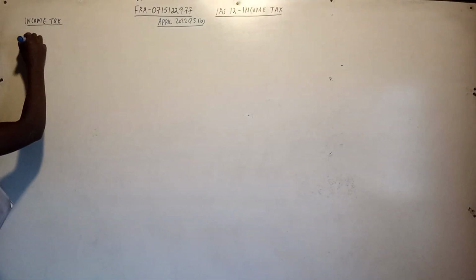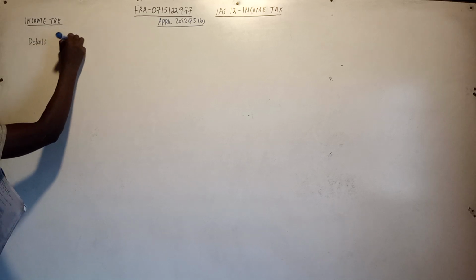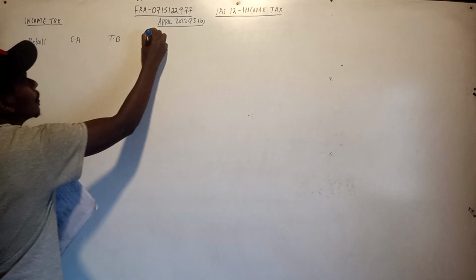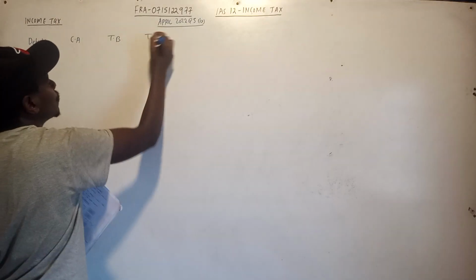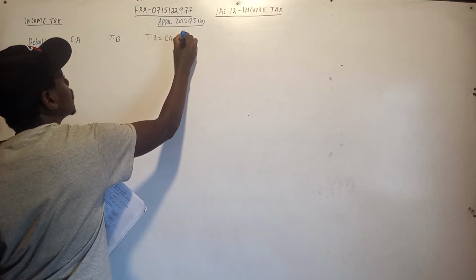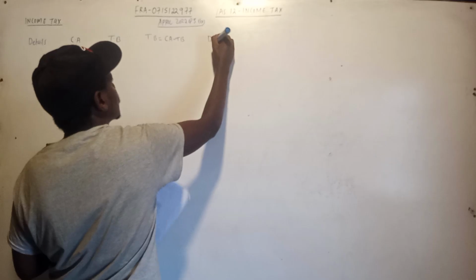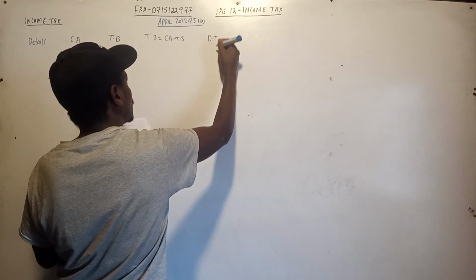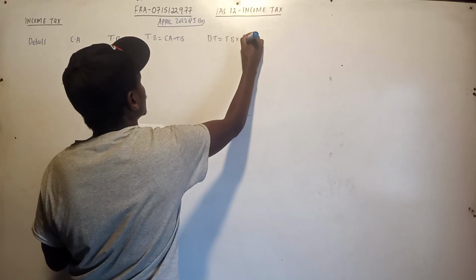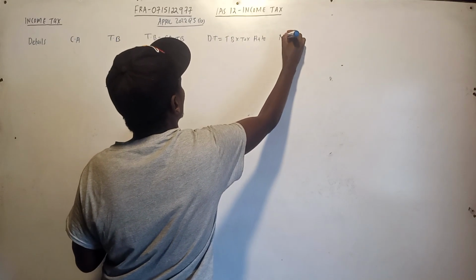So we shall have the details, then the carrying amount, then the tax base, then the temporary difference, which is carrying amount minus the tax base, then the deferred tax, which is the temporary difference times the tax rate, then nature.